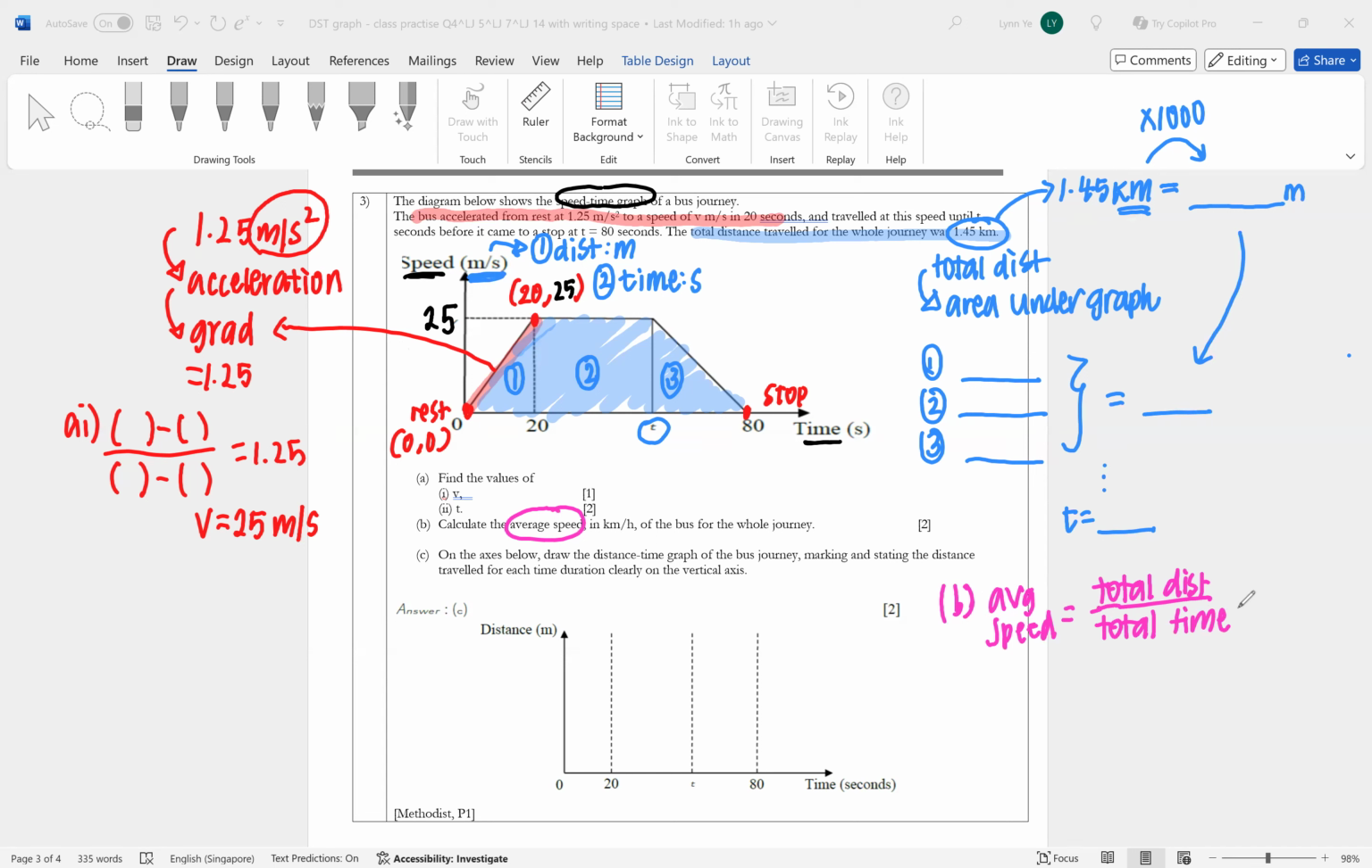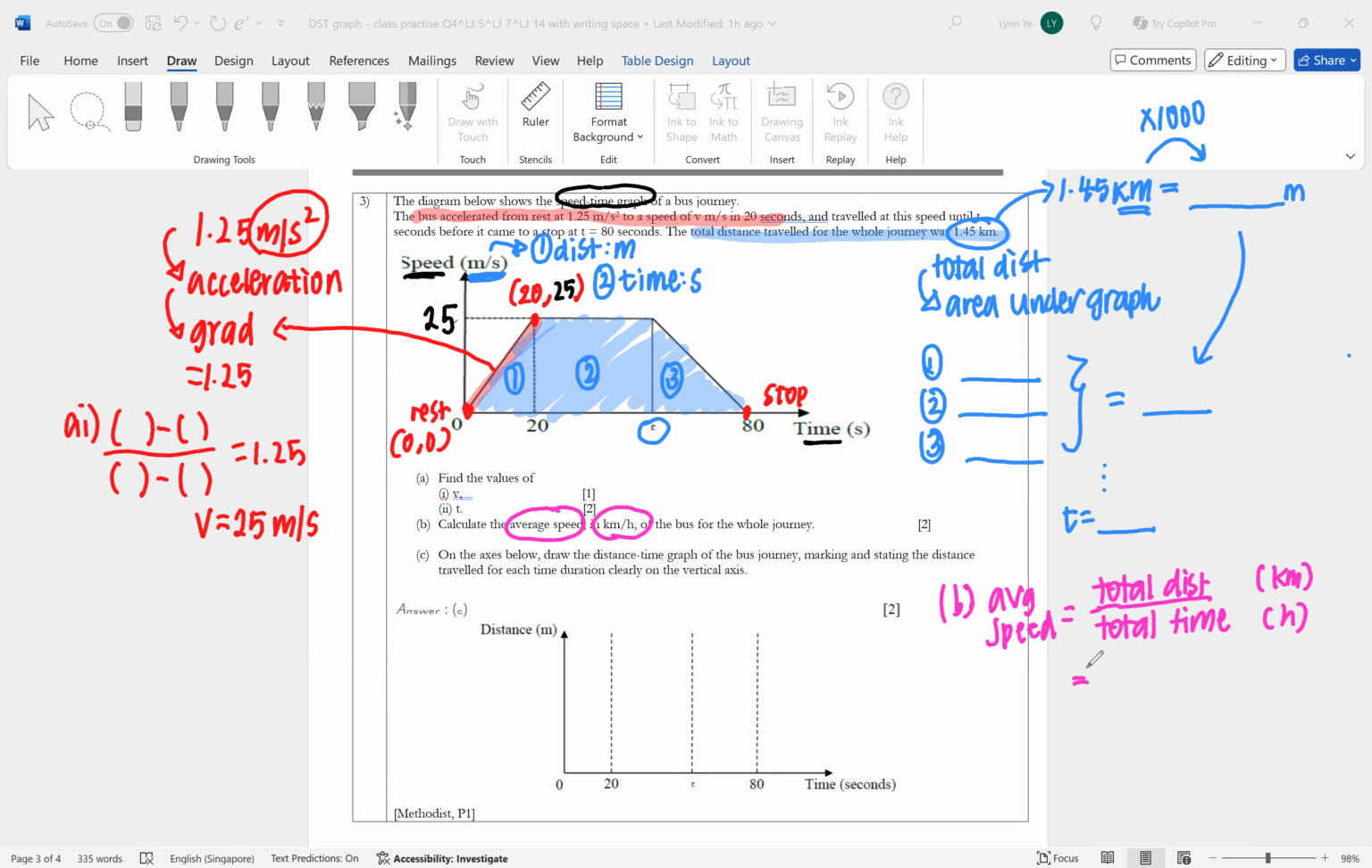But you need to be very careful because right now they want the average speed to be in km per hour. It means that the distance I find must change to km, not km per hour. We're talking about distance, so the unit must be in km, and the time, the unit must be in hours. So make sure that you go and convert, because the question is in seconds. Okay? So I want you to do that also for B.